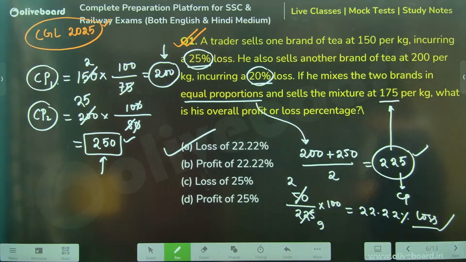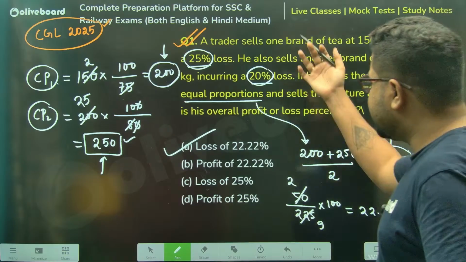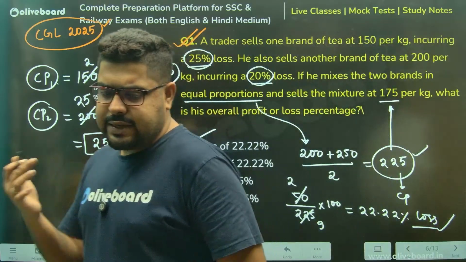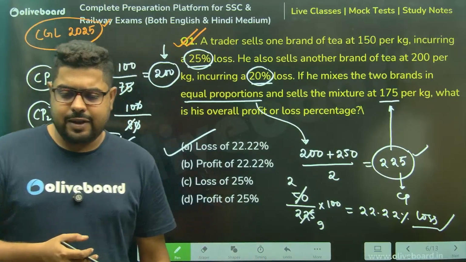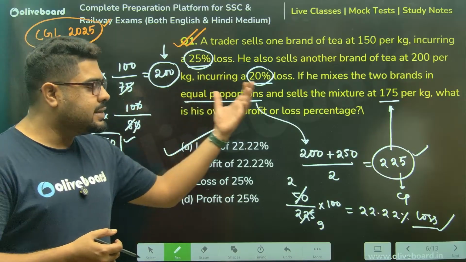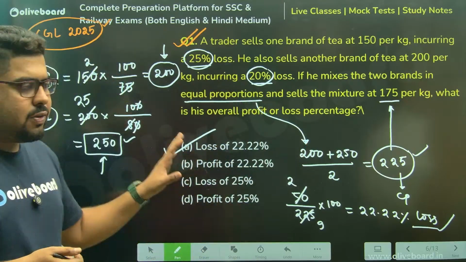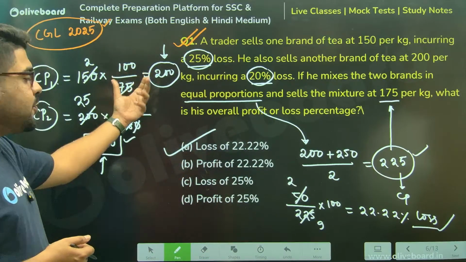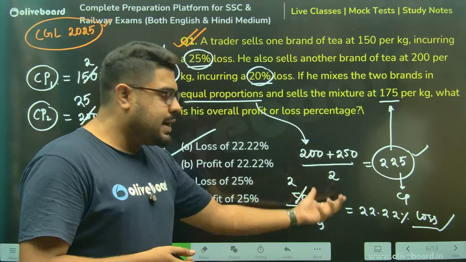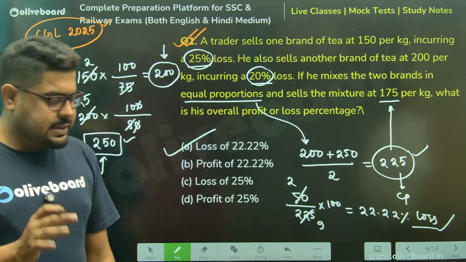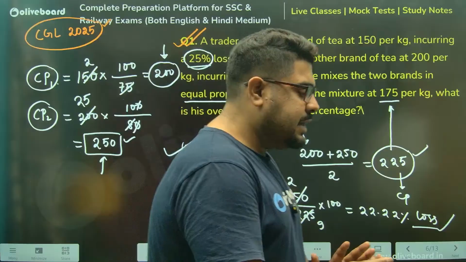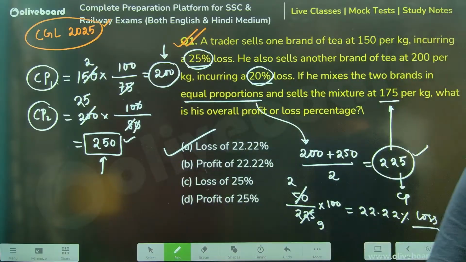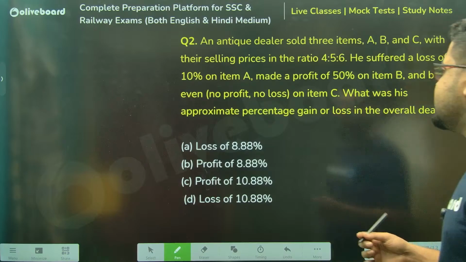Option A most definitely is your correct answer. Again, a very simple question. It's a little lengthy, which is why some of you might think it's a difficult question. But originally, you just needed to find the basic CPs and calculate accordingly. Clear this, everyone. Absolutely clear, the first question. Let's move on to the next one.